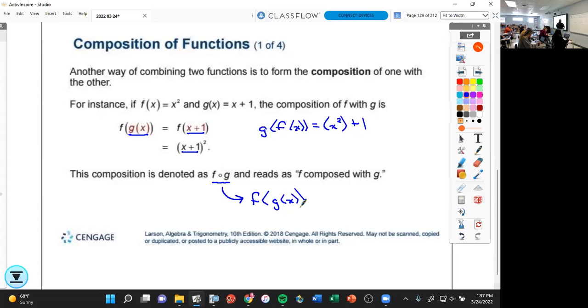Okay. It says that the composition denoted as f of g is read as f composed with g. I can pretty much guarantee that I will never use this phrase. That's just not something I'm familiar with or comfortable with. I always read this as f of g like this.